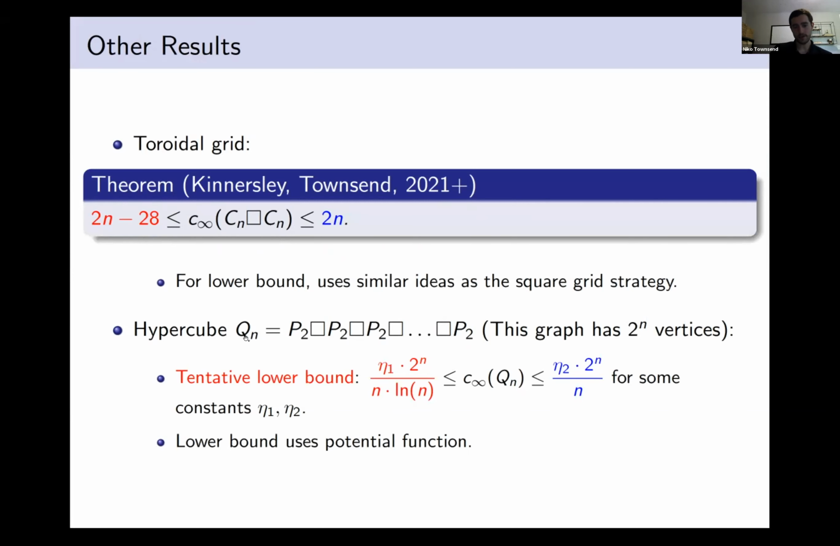We also have a tentative result on the lower bound for the hypercube. In Morabian's result, he had an n to the 3/2 in the denominator. We have an n times log n. And this actually uses a different technique. It uses the idea of a potential function on the vertices of your hypercube.